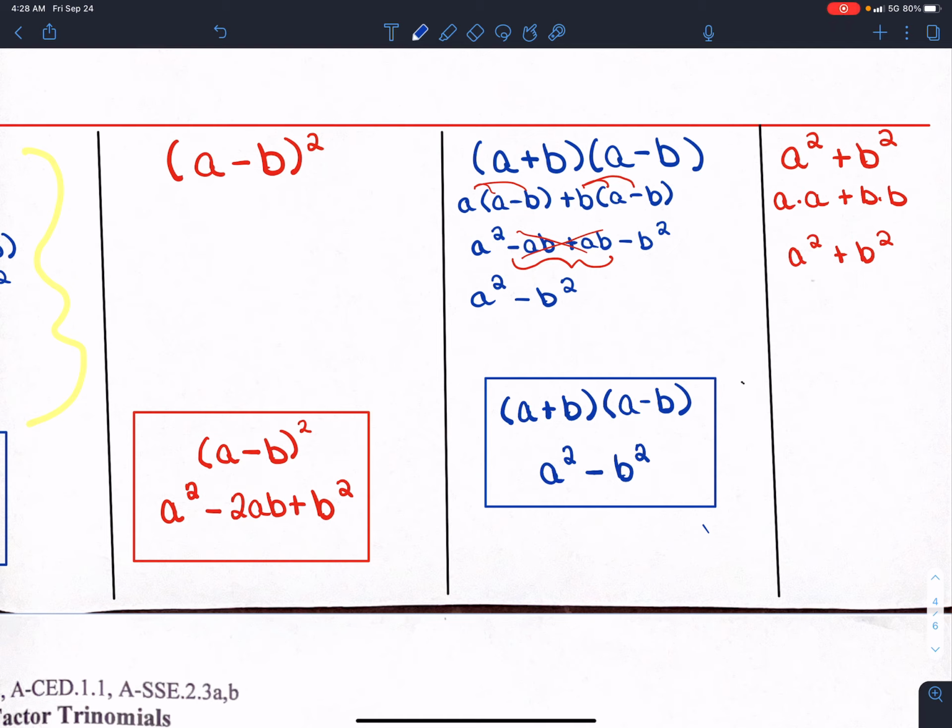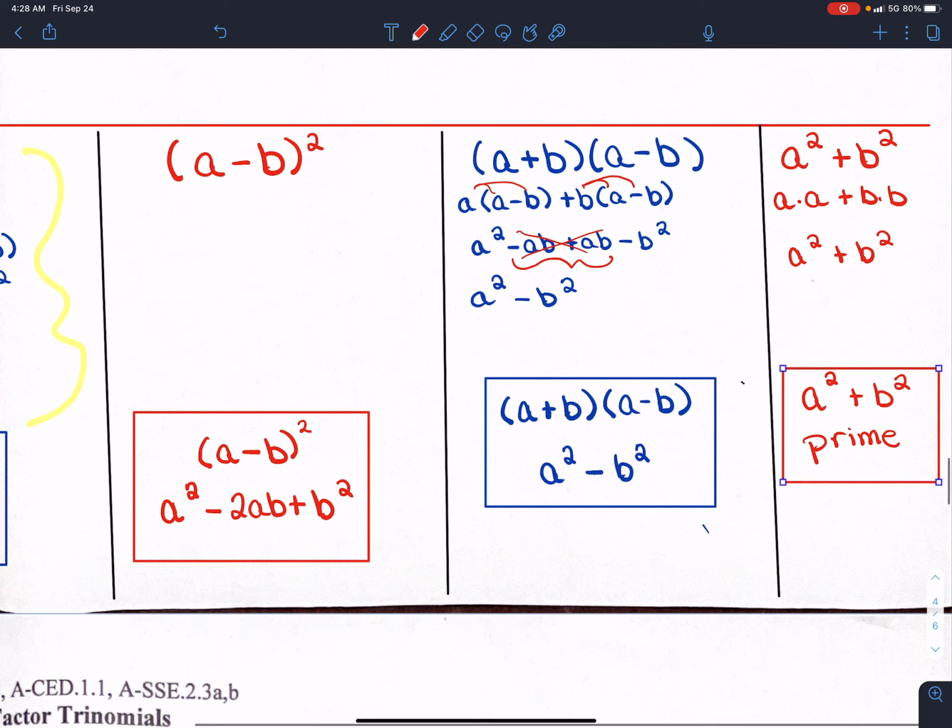Okay, so the shortcut here, if you ever see these values where a is a number that can be squared and so is b, then that is prime. That's as far as you can go with that. There's no more factoring that you can do. All right, so let's go ahead and jump over to our notes and practice for this lesson.